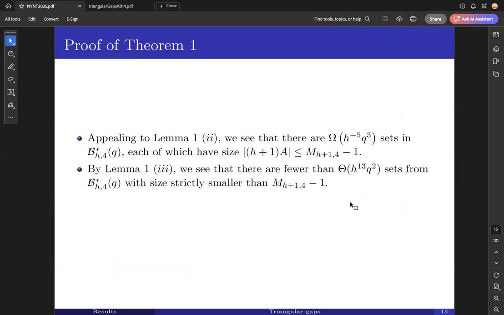So then we look at those sets with size strictly smaller than the maximum minus 1. And this is where we appeal to lemma 1 part 3. That tells me I've got less than q squared sets giving me smaller scores. So the most frequent size is clearly of the order q to the 4th. The second most frequent size is clearly of the order q cubed, and the other sizes are going to be on the order q squared.